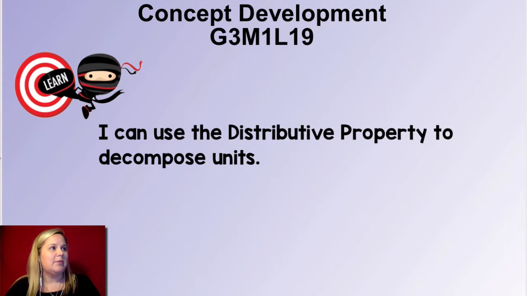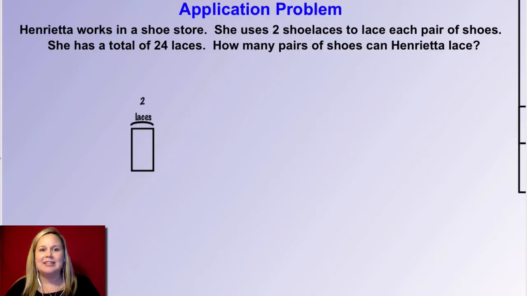The first problem that we're going to work on says Henrietta works in a shoe store. She uses 2 shoelaces to lace each pair of shoes. She has a total of 24 laces. How many pairs of shoes can Henrietta lace? So when I look to solve this problem, if you can see on the screen here, I have 2 laces. That's my group for each one.